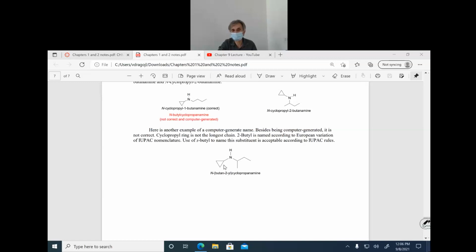You see, this would be a typical indication for me that a student is using a computer, because the substituent has been named according to very strict IUPAC rules, and it's very easy to program a computer to use these rules. It's much more difficult for a human to come up with this name. And second, the assumption that a ring is the parent chain. So I would be confident that whoever wrote this used the computer.